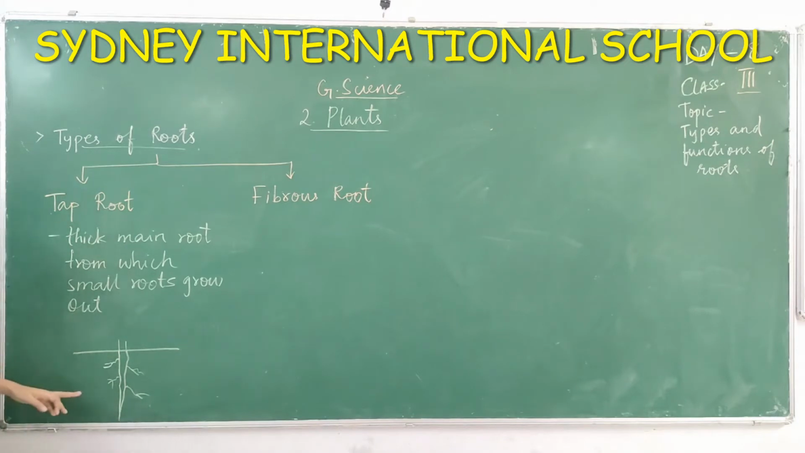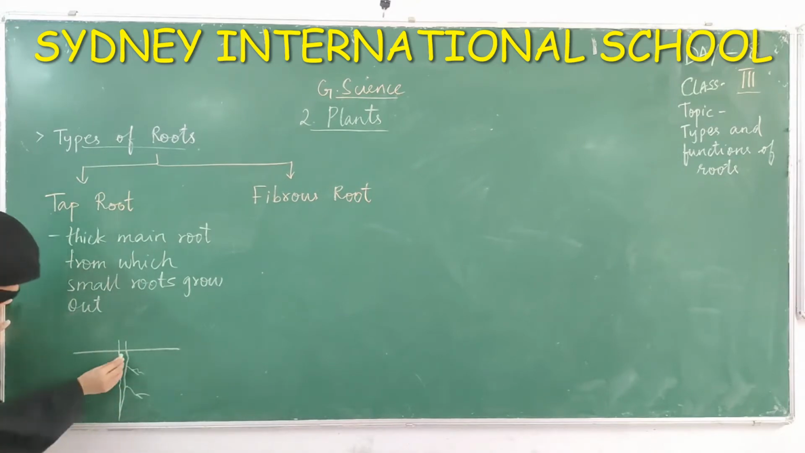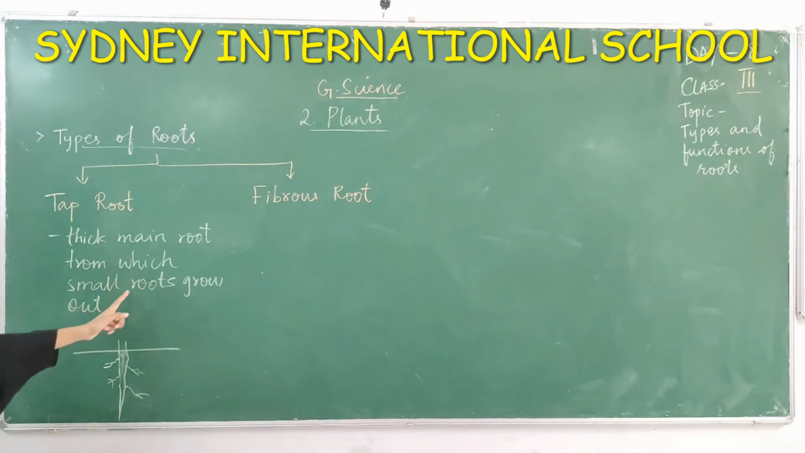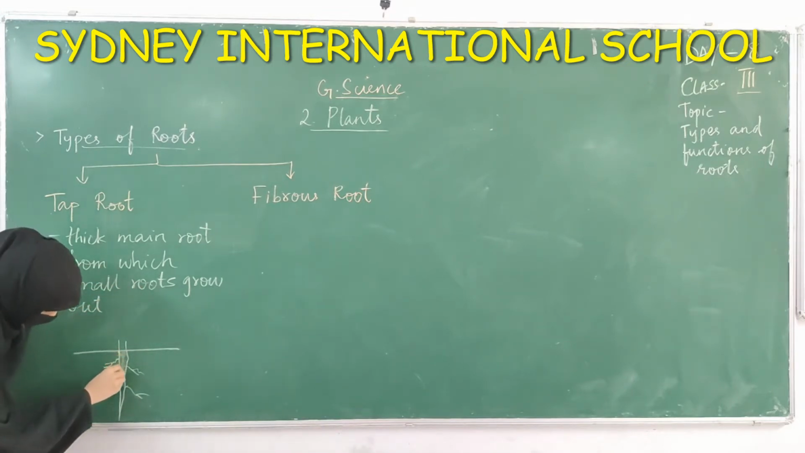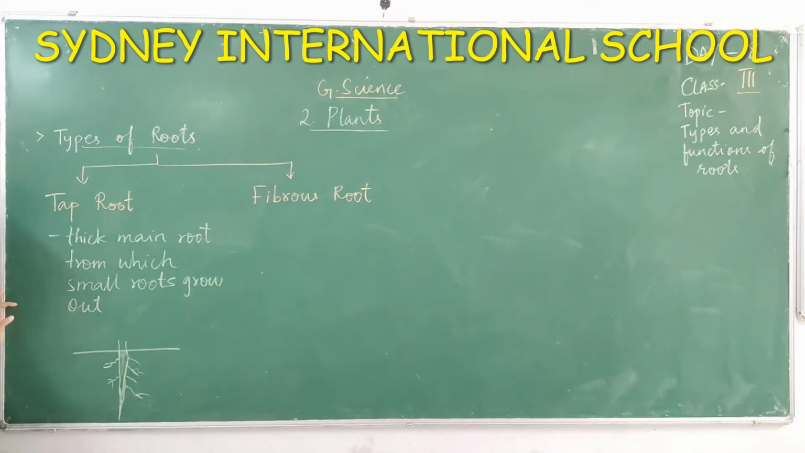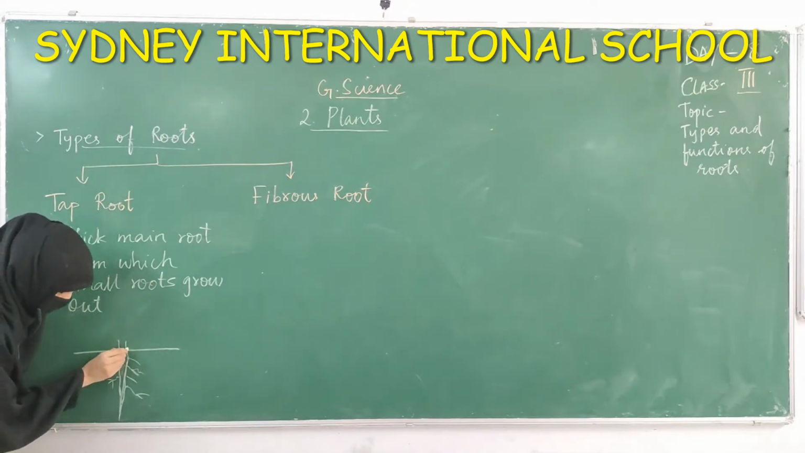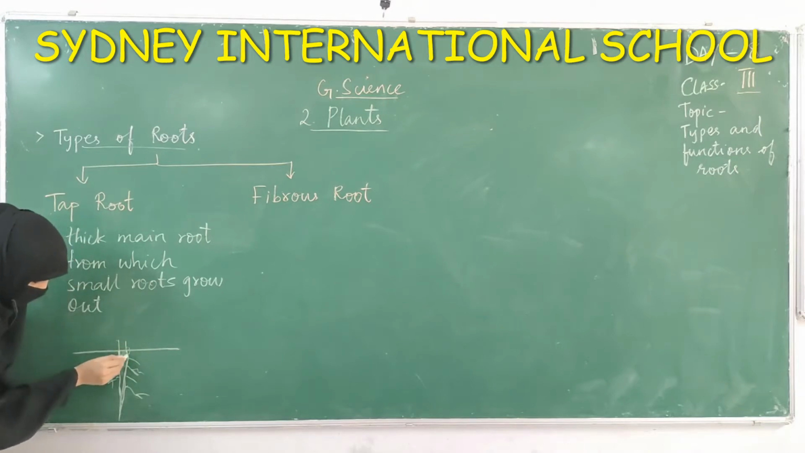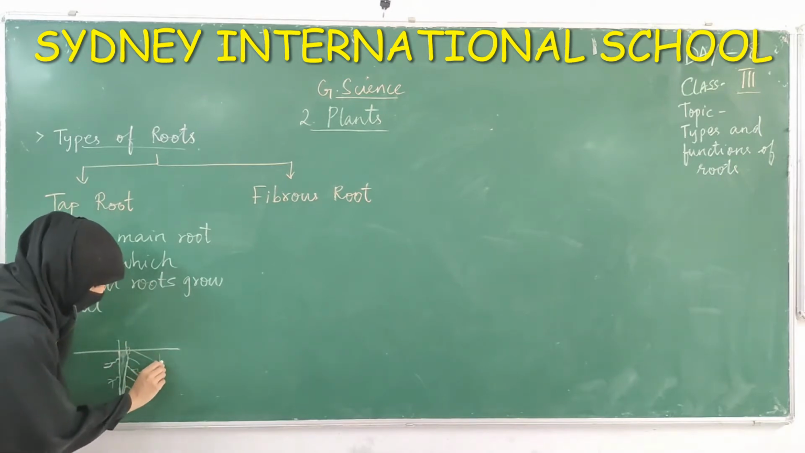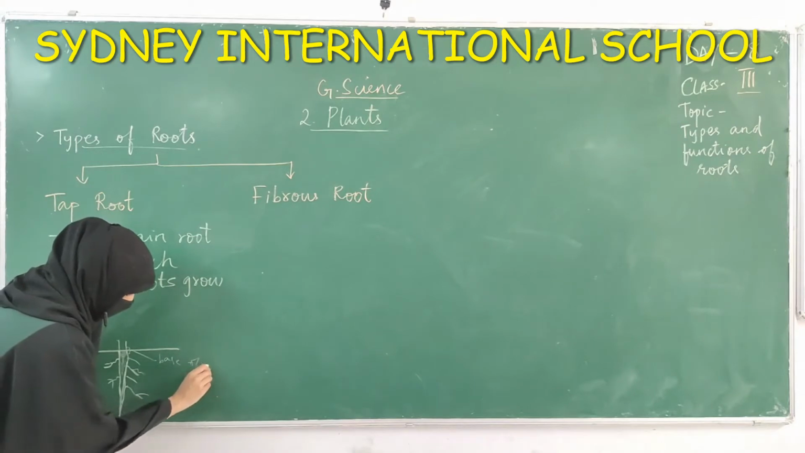Okay, this is a taproot. Taproot is a thick main root. This is the thick main root, from which small roots grow out. From the thick main root, small roots will come out. Roots will grow just below the base of the stem. This area where the stem is ending and the root is starting, we will call the base of the stem.